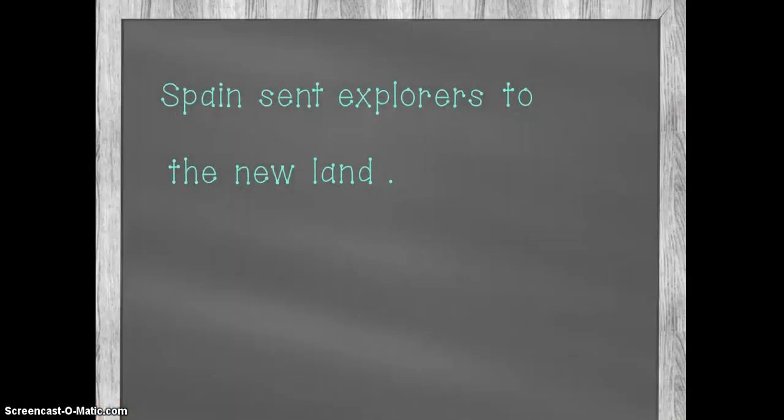Now, when we talk about nouns, we're going to look into this sentence right here. And let's read it. Spain sent explorers to the new land. Can you identify the nouns in this sentence? There you go, Spain. Spain is an example of a place. Explorers are people, so it's an example of a person. Land. Land is a thing.